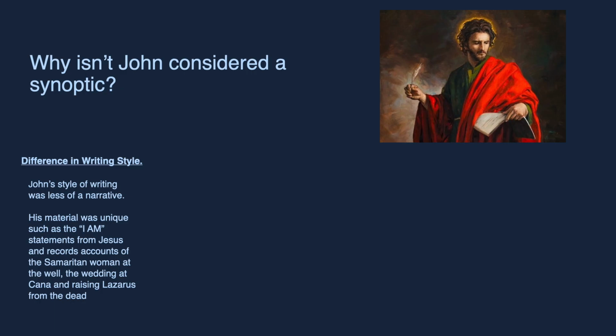And his material was really unique because he uses I am statements, such as Jesus saying, I am the way, the truth, and the life, that's found in John 14, 1 through 7. He says, I am the resurrection and the life, that's found in John 11, 21 through 27. And then lastly, he says, I am the light of the world, that's found in John 8, verse 12. He also uses accounts such as the Samaritan woman at the well, the wedding at Cana, and the raising of Lazarus. These accounts are found in John.